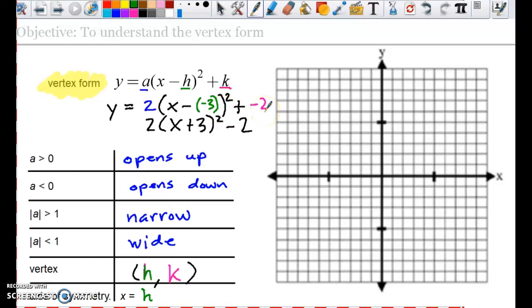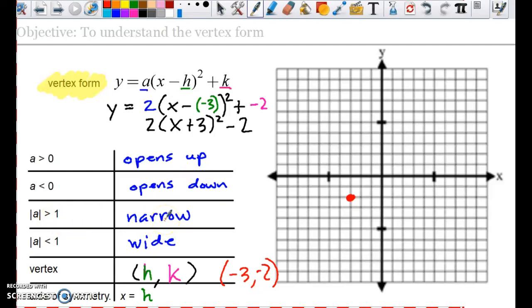So where's the vertex of this? The vertex of this graph is going to be at (-3, -2). So I'm just going to put that on my graph right now, (-3, -2). That's the vertex. Which way does this graph open? Well, 2 is a. That's positive. It opens up. Is it narrow or wide? Well, 2 is bigger than 1, or farther away from 0 than 1, so it's going to be narrow.